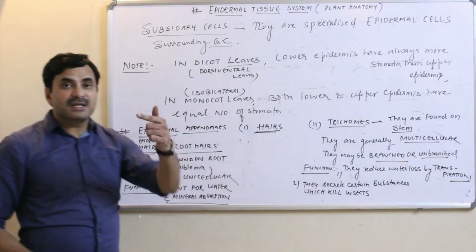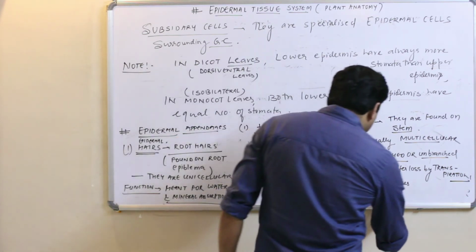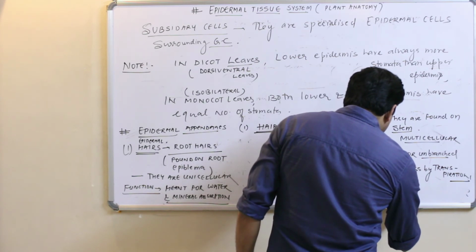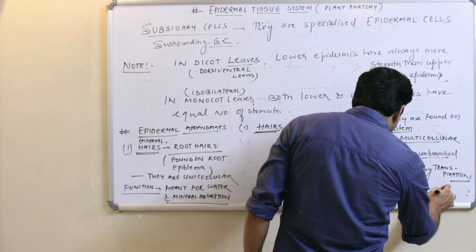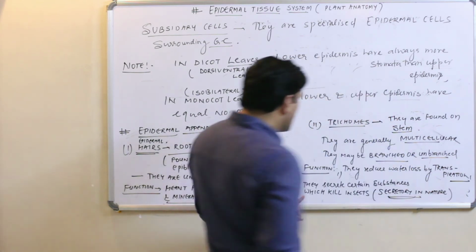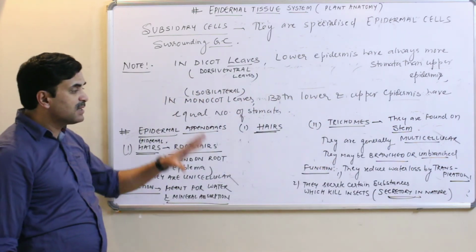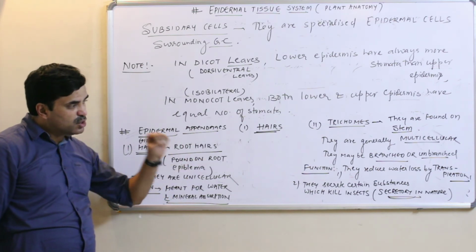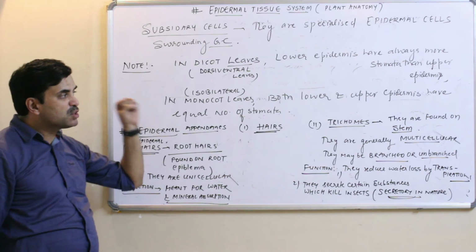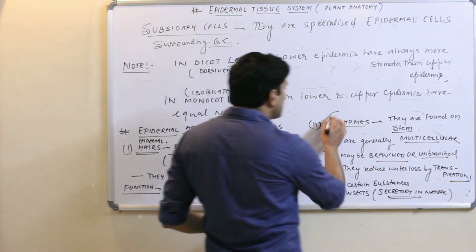Means they are secretory in nature. So they secrete certain substances which kill the insects, and after killing the insect they take nutrients from them. So this is the role of trichomes.